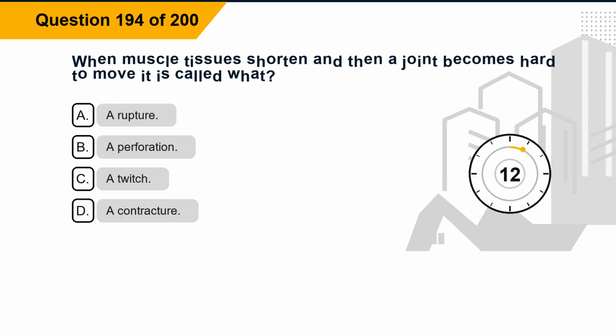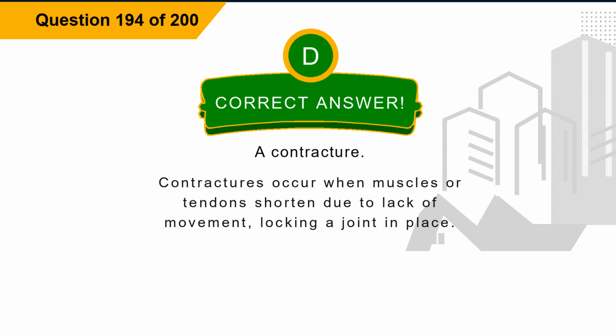Question 194. When muscle tissues shorten and then a joint becomes hard to move, it is called what? Option A. A rupture. Option B. A perforation. Option C. A twitch. Option D. A contracture. The correct answer is option D. A contracture. Explanation. Contractures occur when muscles or tendons shorten due to lack of movement, locking a joint in place.